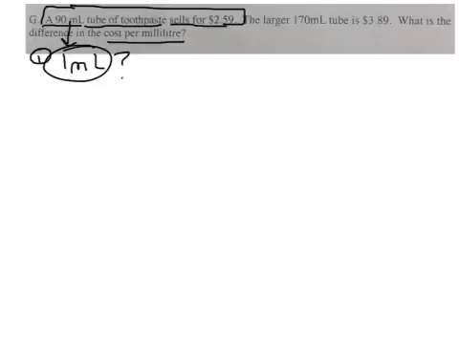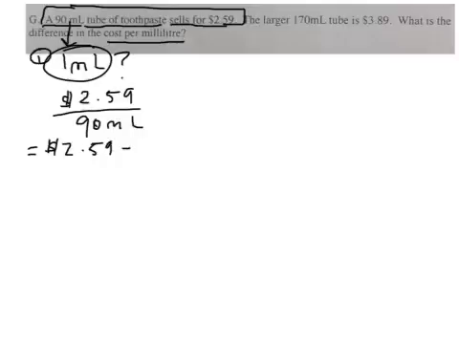So what we need to do is we start by writing a fraction. We've got $2.59 is our cost for 90 milliliters of that toothpaste. And that actually just means you punch into your calculator $2.59 divided by 90. So go ahead and punch that into your calculator now, because you want to have practice doing that. When you punch that into your calculator, you find that you get 0.028 and then a bunch of sevens afterwards.